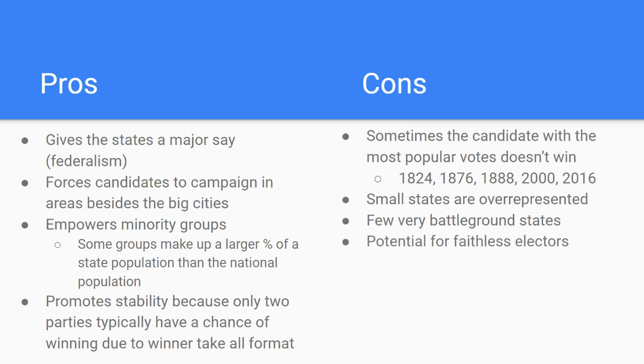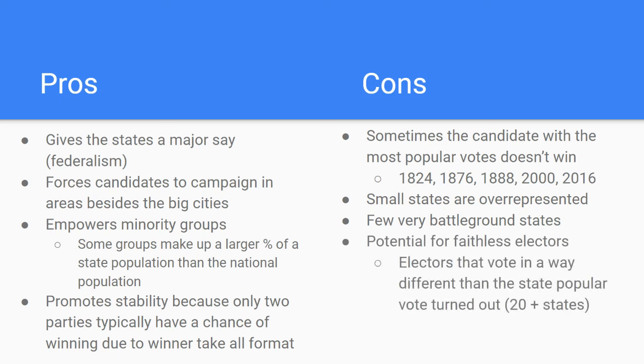There is the potential for faithless electors, and these are electors that vote in a different way than the state popular vote turned out. For example, there are more than 20 states that don't have any kind of rules that force their electors to vote the way the state indicated in the popular vote. That can be a problem too and can be pretty confusing. No election's outcome has ever changed because of a handful of faithless electors. Generally, every election there are a couple of faithless electors, but again, not enough to change the outcome.